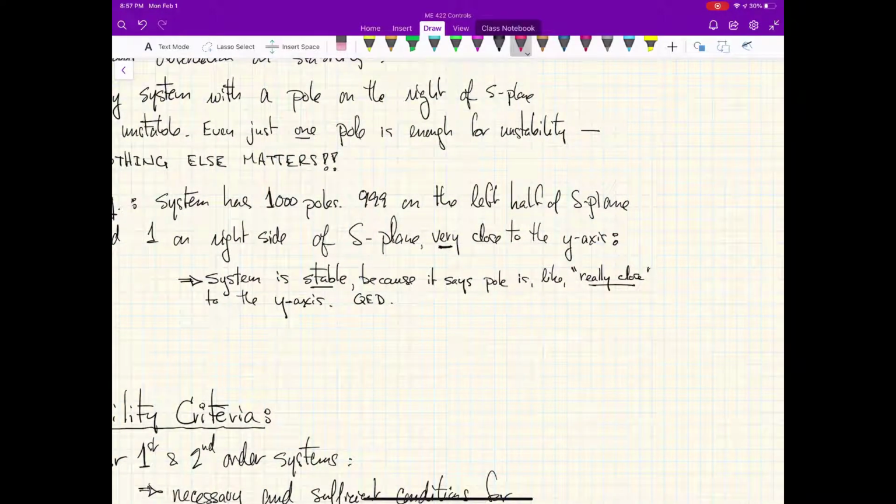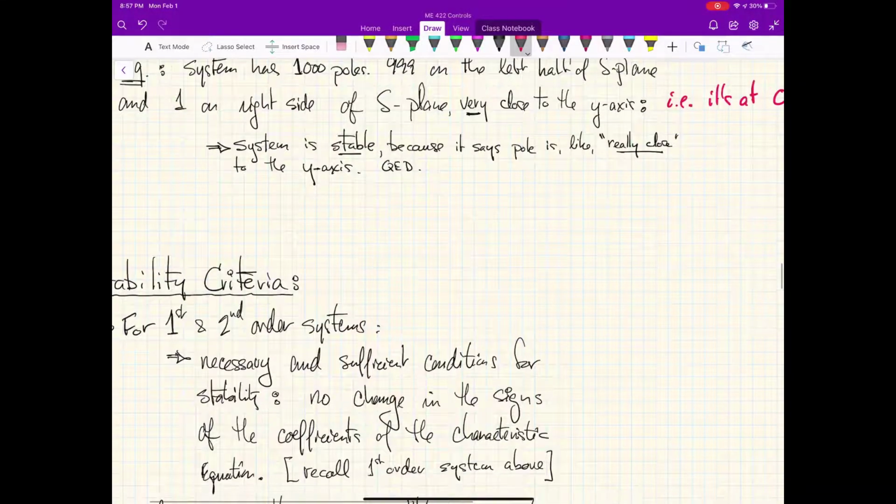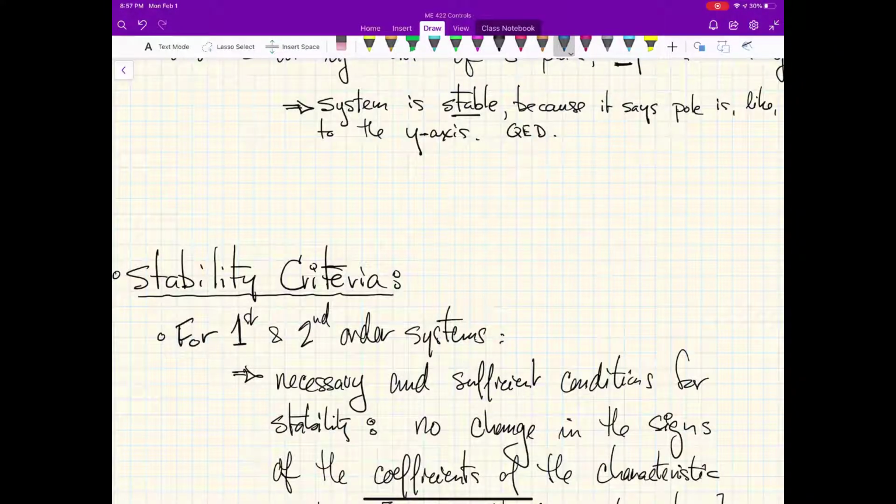Let's call it, the pole is at 0 plus. You know, like when we do this limit thing, and we're just on the right-hand side of 0 type of thing, right? It's just at 0 plus. So in that case, the system is stable, right? Because that pole is really close to the y-axis. So we're done. No, I'm kidding. This was a joke here to see if you were still paying attention. So just kidding.